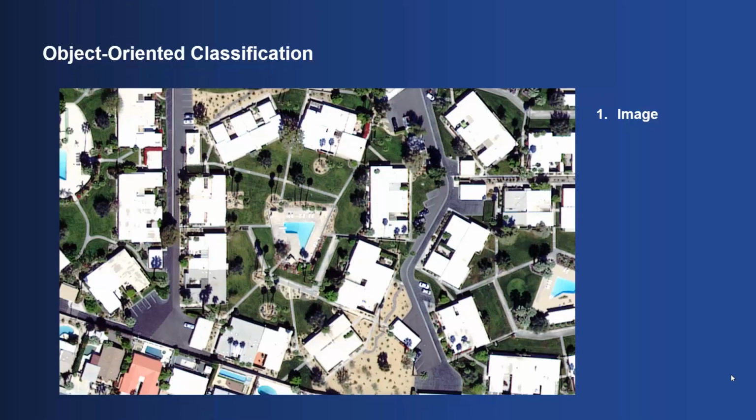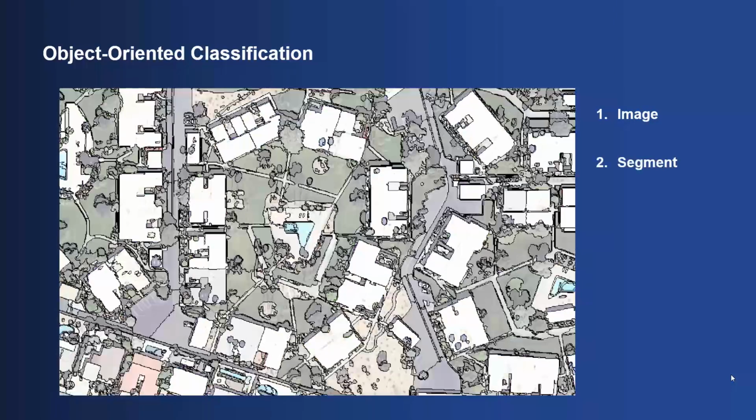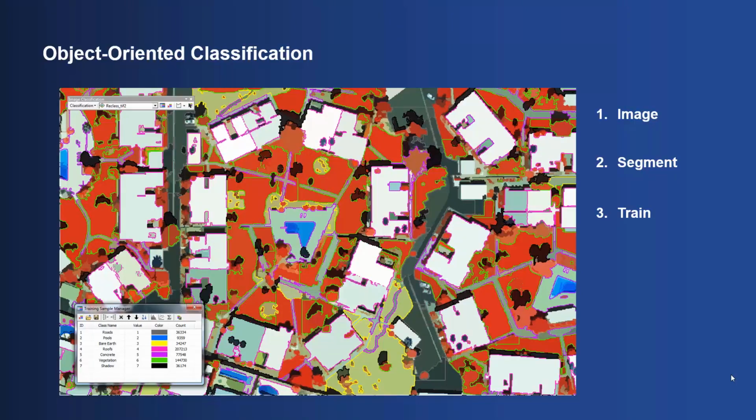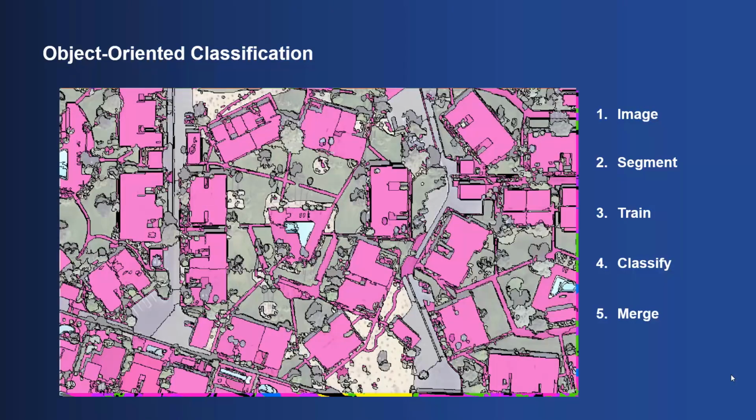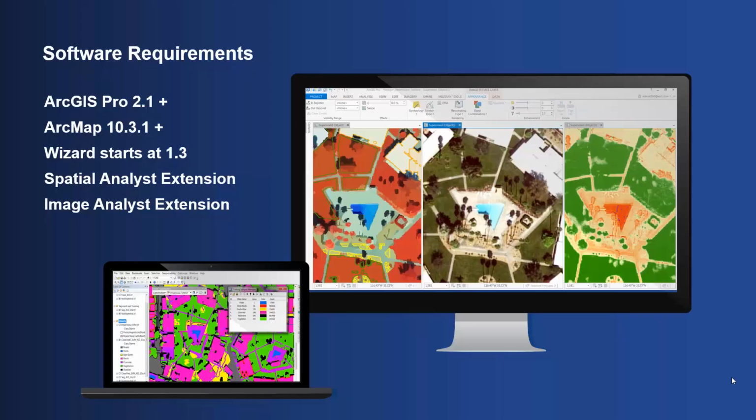Here are the steps to perform an object-oriented classification workflow. First is to obtain the right image. Next, we perform image segmentation, where the image is clustered or grouped into objects. We then train the segmented image by creating classes that define the Landcover type. In the fourth step, we generate the classified image, merge the classes. In this case, we merge all the impervious Landcover types into one and generate the result.